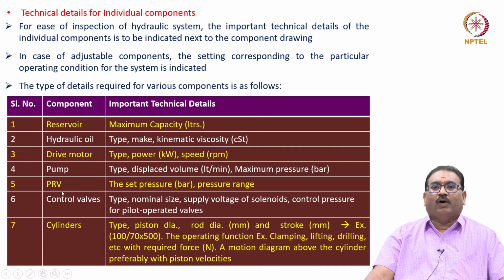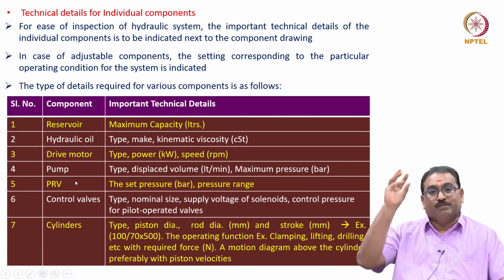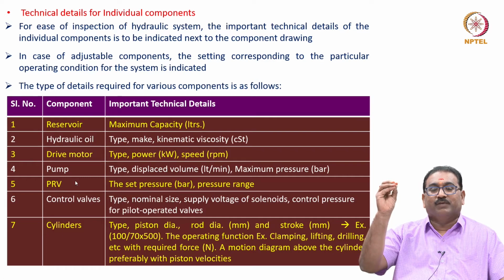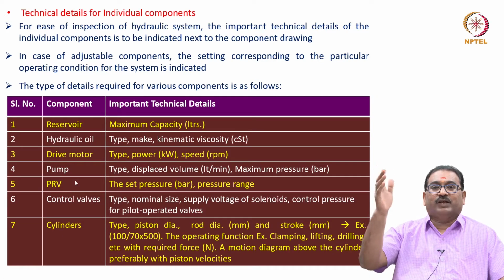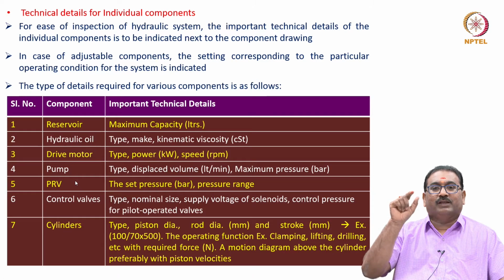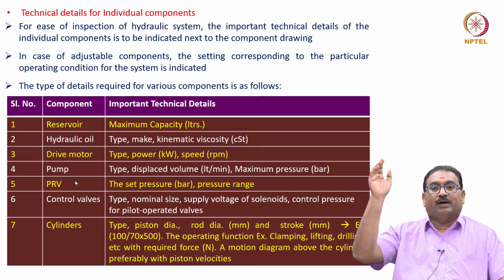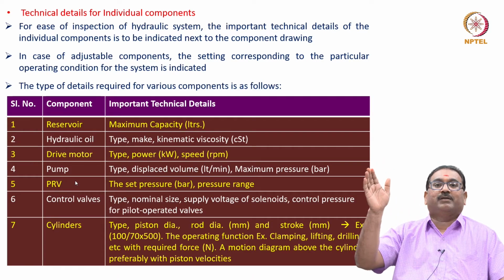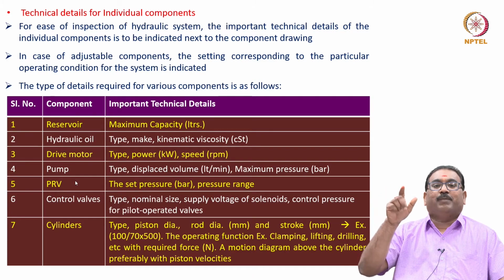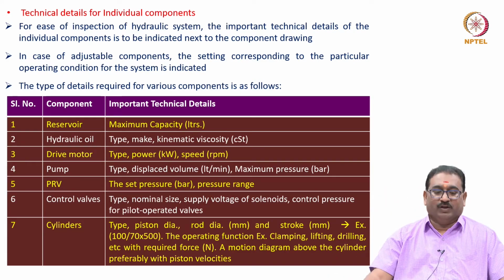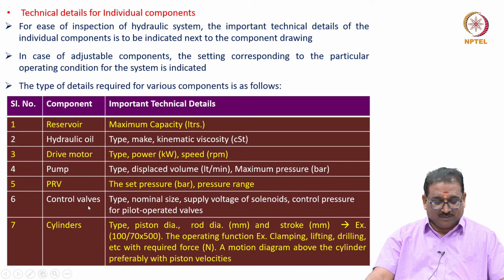The pressure relief valve is based on the total system pressure on which it will work. For example, if you set it to 250 bar, the system will operate below 250 bar. Beyond that, the pump will send the flow to the tank through this pressure relief valve. Pressure relief valve is very important. The set pressure and a pressure range you have to mention.